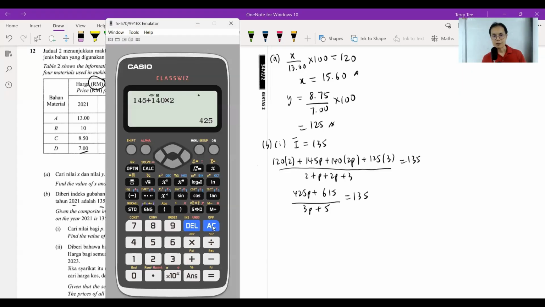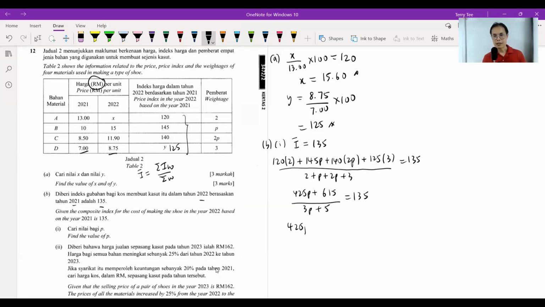Actually, we can use our calculator to solve this. I'll just show you here. 425, you can put X, plus 615, divided by 3X plus 5. Press shift, alpha, equals 135. Press shift, solve, press equals. Your answer X is 3. X in this case is your P. So you can actually do it directly. But because they only give marks for the working and the subsequent answer for P, it's okay. I'll just show you the working here.